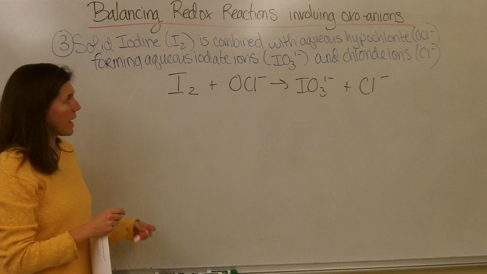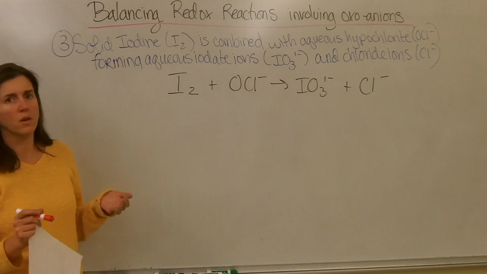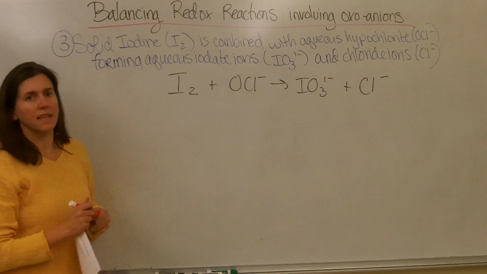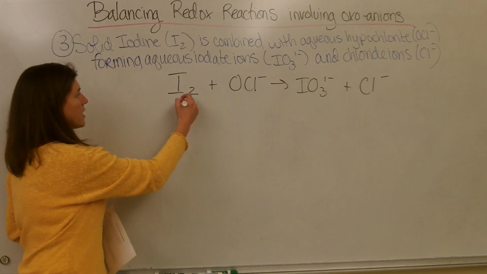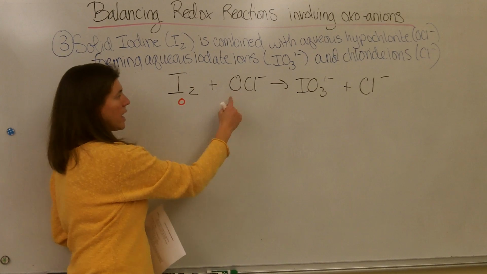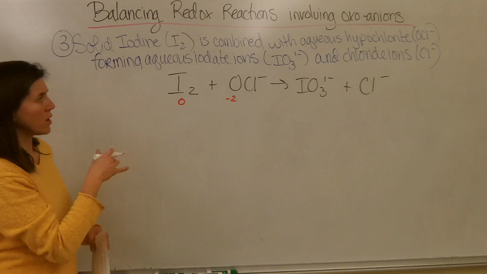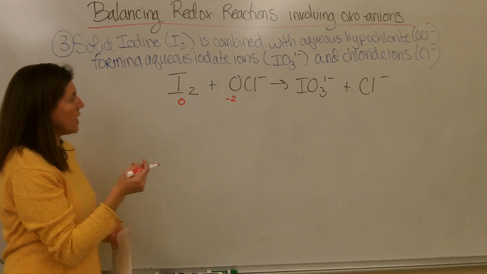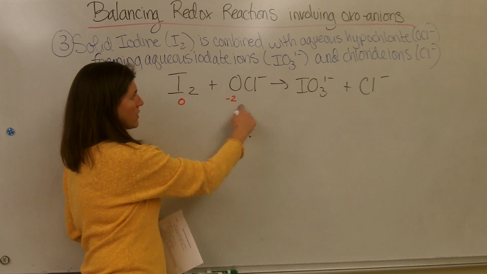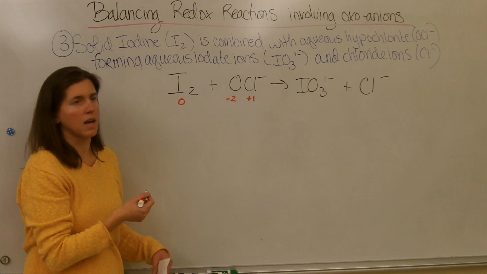We can go through and look at the oxidation numbers of all of the elements in here and figure out who is being oxidized and who's being reduced. If you look at iodine, iodine's in its elemental form right now, so its oxidation state is going to be 0. Over here at hypochlorite, I know that oxygen will have a -2 oxidation state, and these charges have to add up to -1, so chlorine must have a +1 oxidation state in that ion.